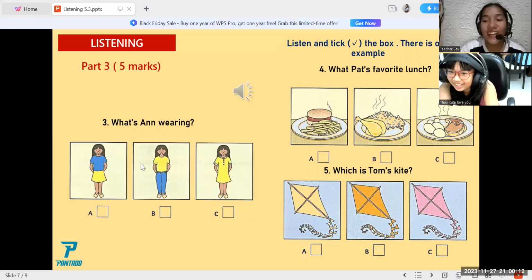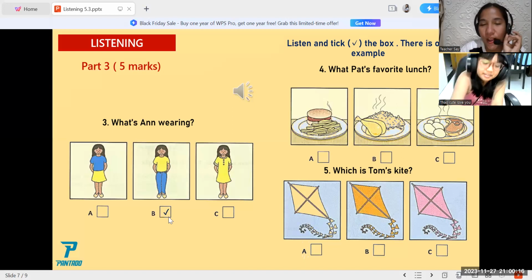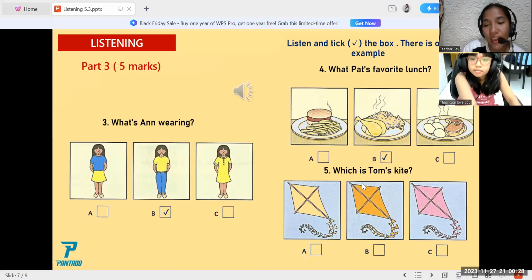Okay, so your answer for number 3 is letter B. Yes, very good. You have 3 points now. And how about number 4? What is Pat's favorite lunch? It is letter B. Yes, very good. And the last one, which is Tom's kite? Your answer here is letter A. Let's see if your answer here is correct. Oh, very good. So now can you count your score?